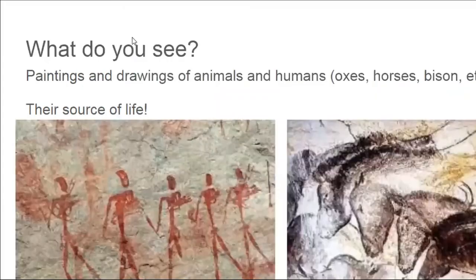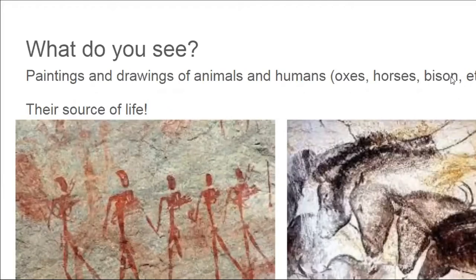Okay, so what do you see? There are paintings of animals, of humans, so you can also guess that this is like their source of life. This is the most important thing to them. We often talk about and just post in social media the things that matter to us. It's the same thing. This started in ancient history before a written language was ever created. These human beings were painting about the things that mattered most to them.